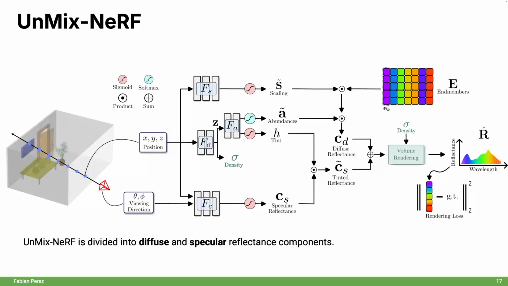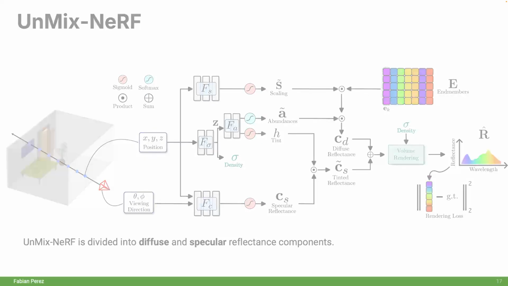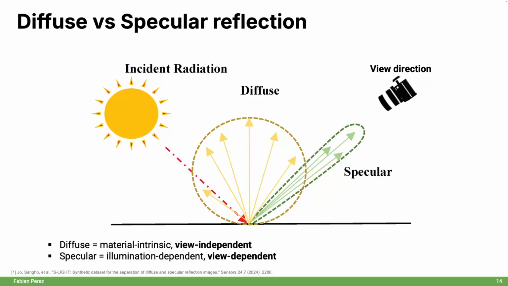This is the complete UnMix-NeRF framework. As in NeRF, we feed a 3D position and a view direction to a neural network. For each sample along a camera ray, the network predicts a density and a spectral reflectance. We then integrate along the ray with volume rendering to obtain the ray spectral radiance. We divide it into diffuse and specular reflectance components. Here is an illustration of diffuse and specular reflection. The diffuse component is view independent, and the specular component is view dependent.